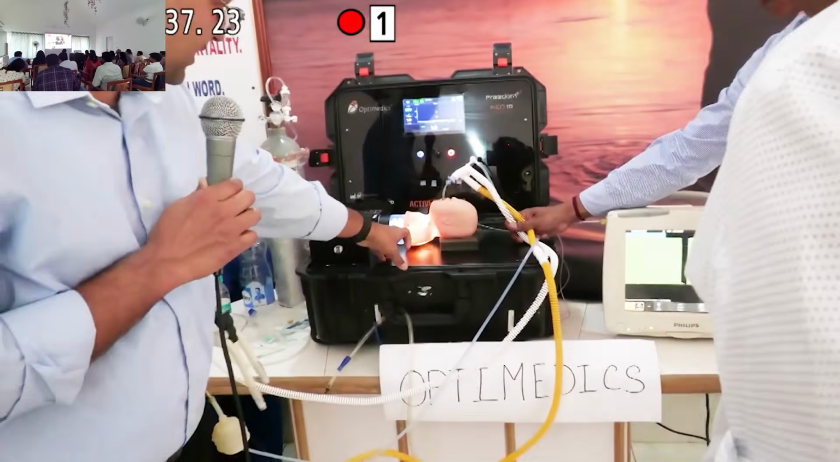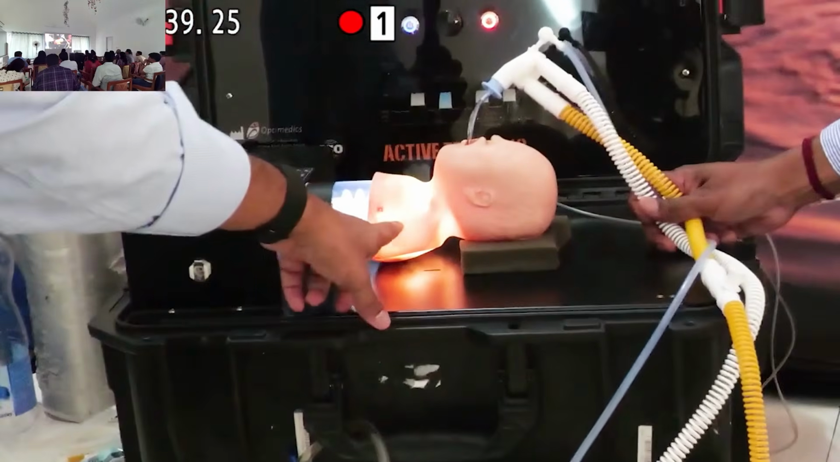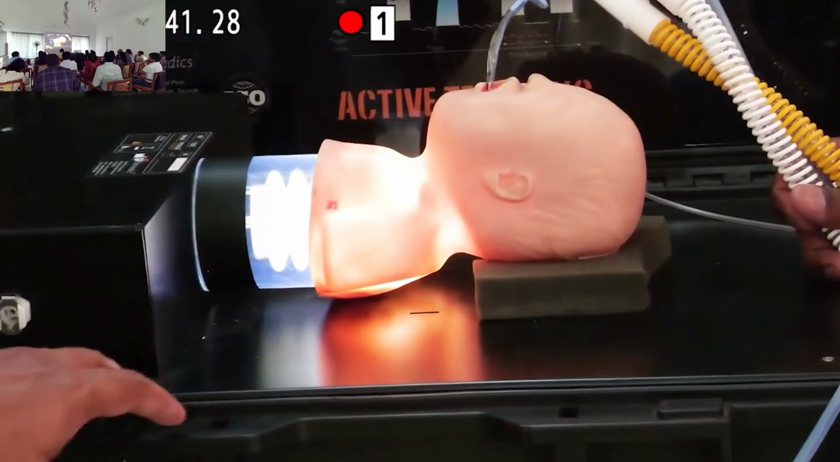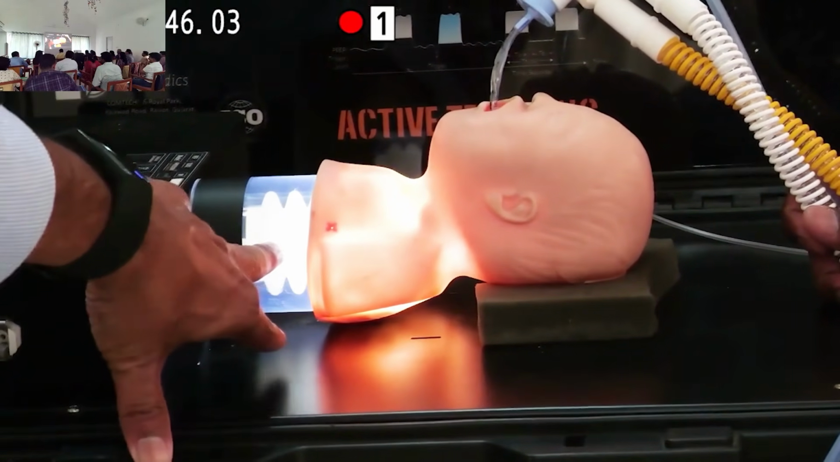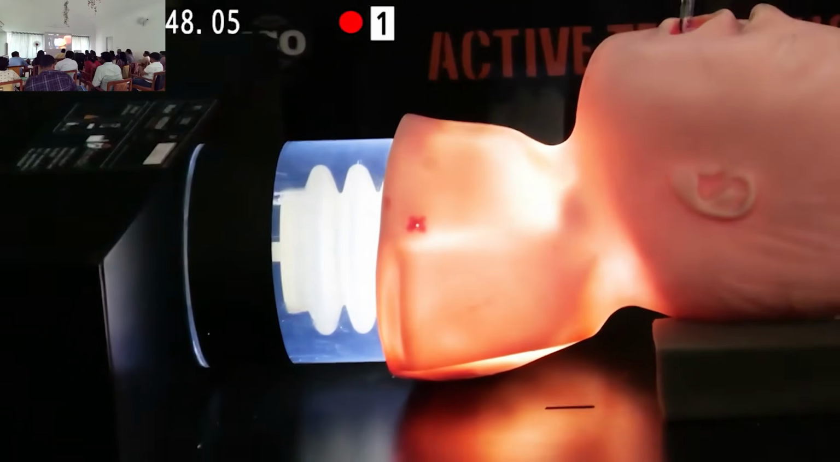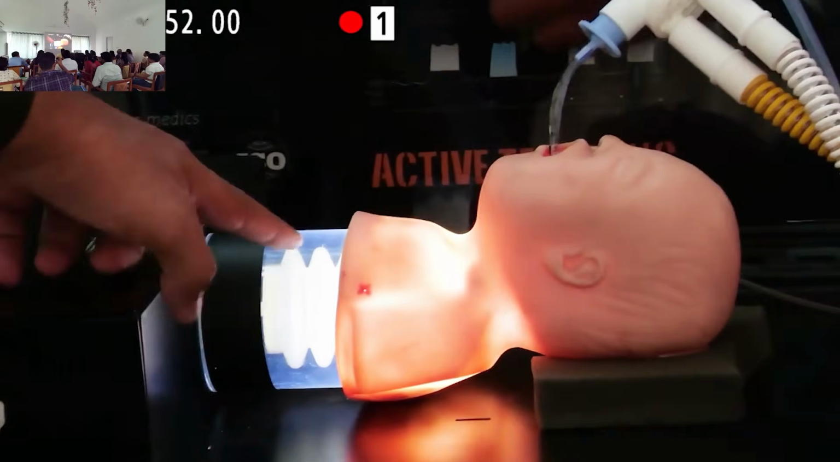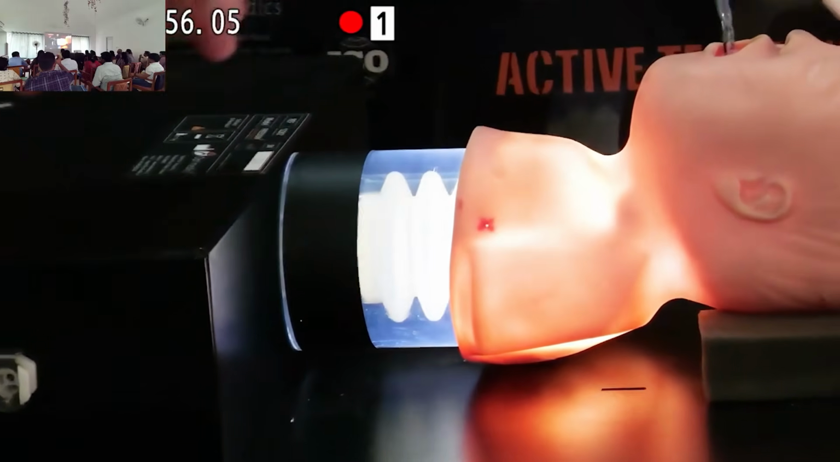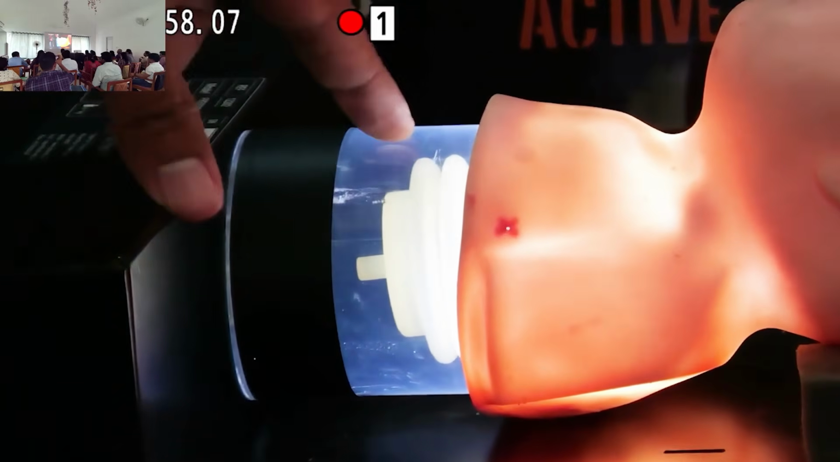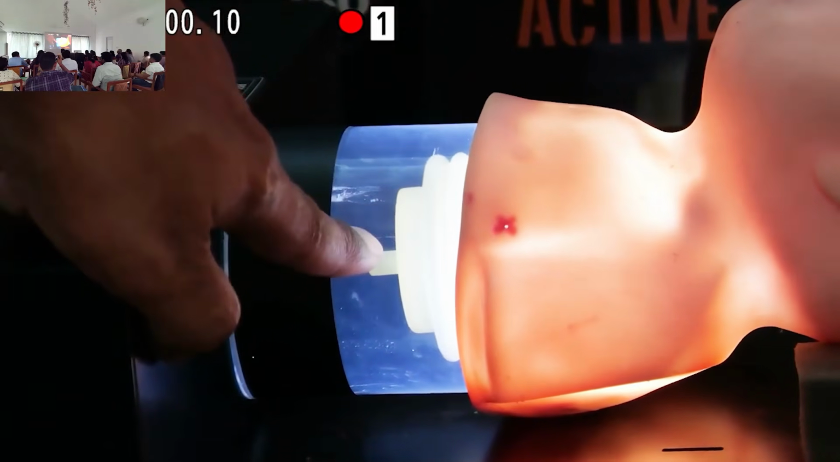The baby and the lung is moving with the ventilation. So it can be invasive or non-invasive, doesn't matter. So you can see here that the chest is moving well. Now he's going to create a pneumothorax by restricting the lung inside. This is a thoracic cavity, so he's creating a pressure inside. So that is now the lung is not moving as well.